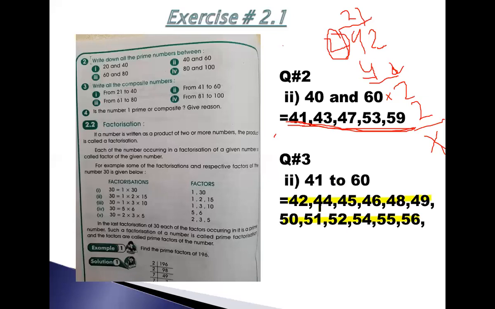So 42, 44, 45, 46. These are the numbers that can be divided by more than two numbers. That's why these all are the composite numbers.